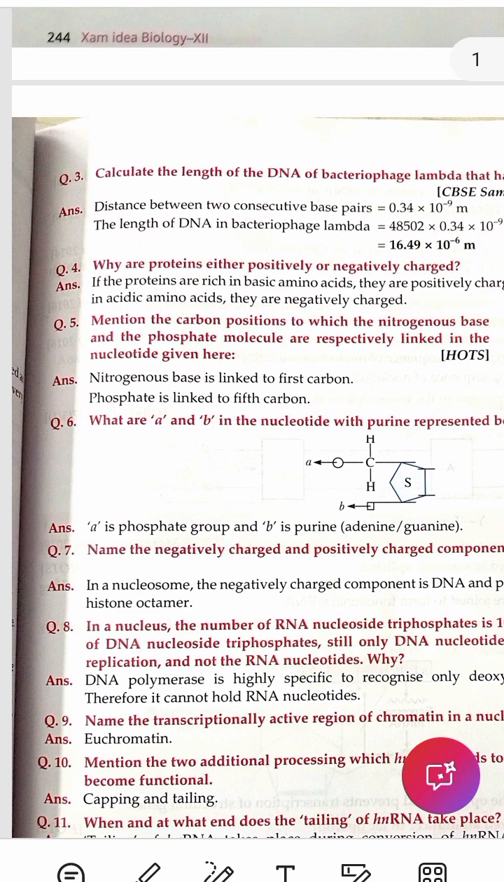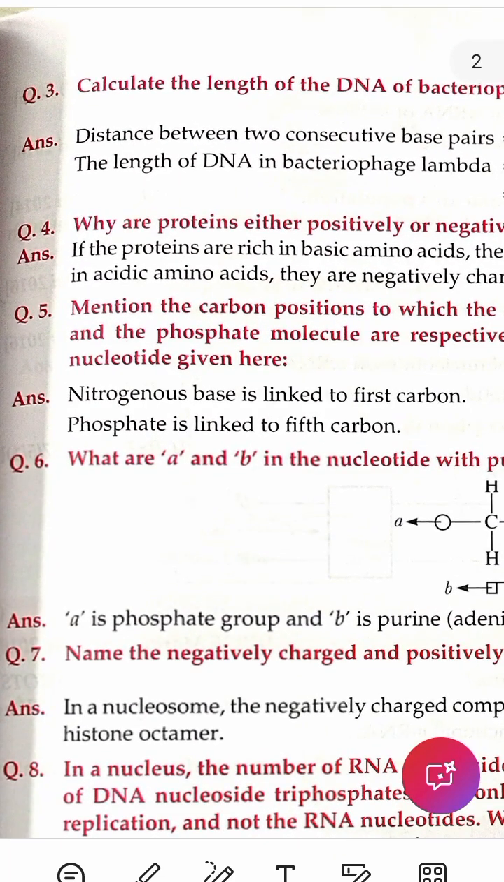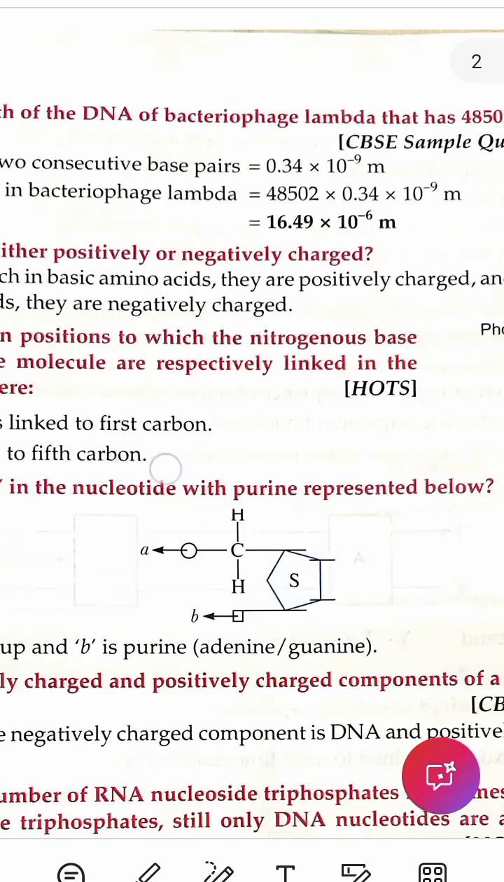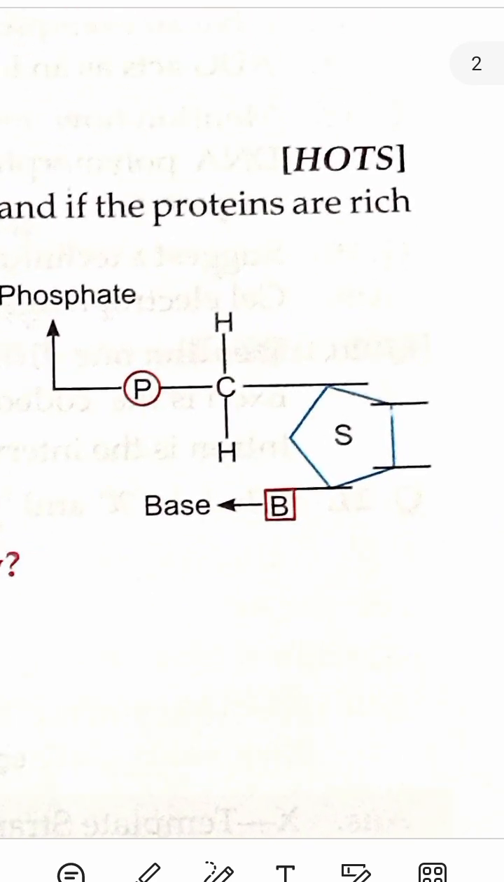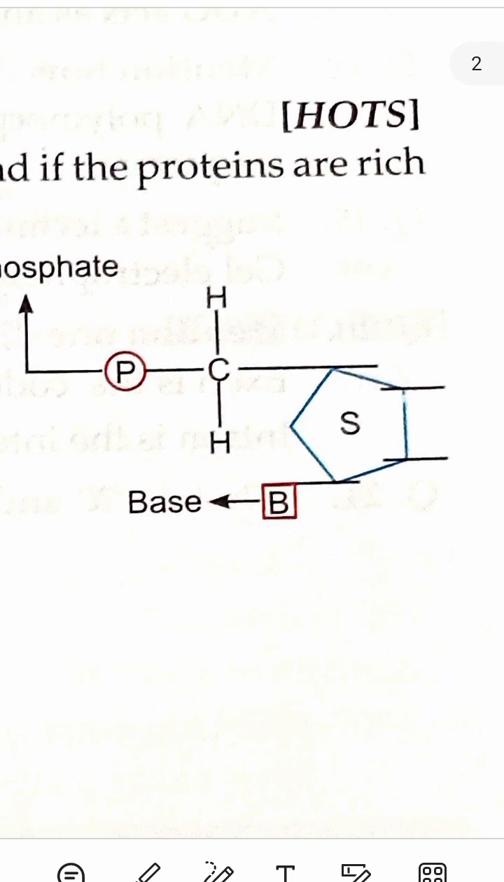So the answer is, the nitrogenous base is linked to the first carbon. Phosphate is linked to the fifth carbon. Very simple. You see here, the sugar is linked to the base at carbon number 1, and the phosphate group is linked at carbon number 5. Very simple.